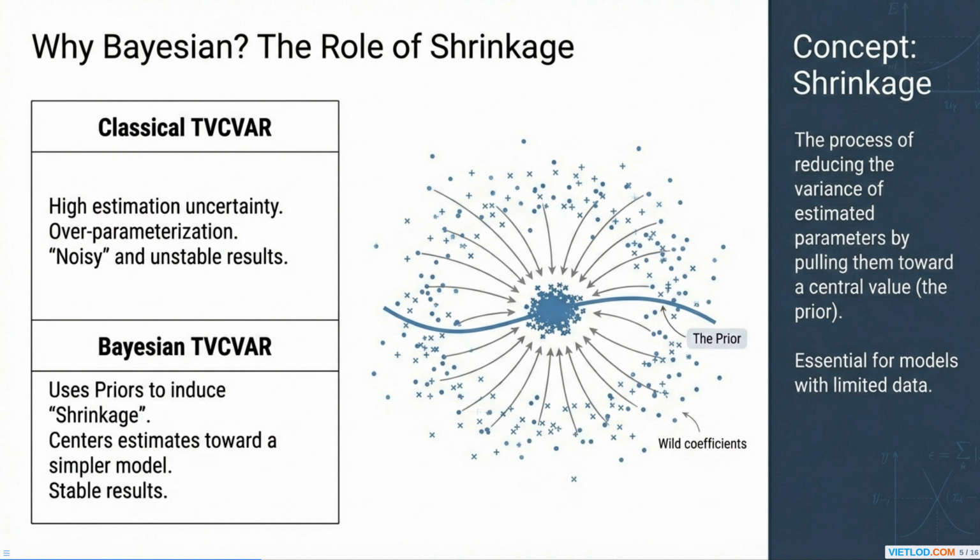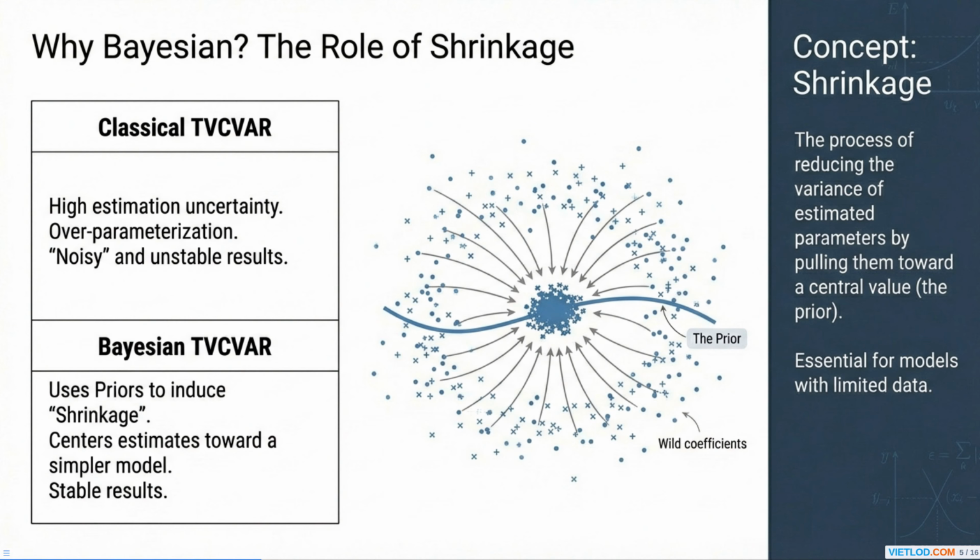A classical or frequentist time-varying coefficient VAR often suffers from over-parameterization. Estimating a different coefficient for each variable at each point in time creates high uncertainty, leading to noisy and unstable results. The Bayesian approach solves this problem using priors.